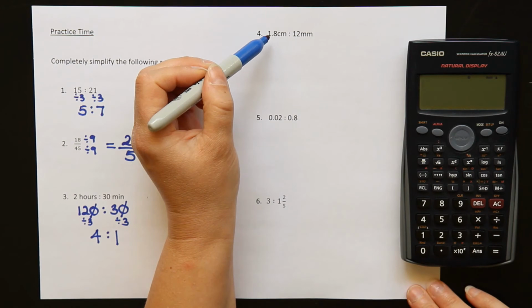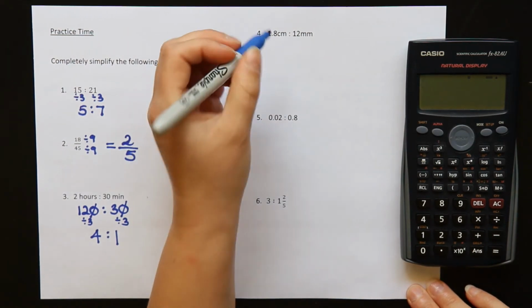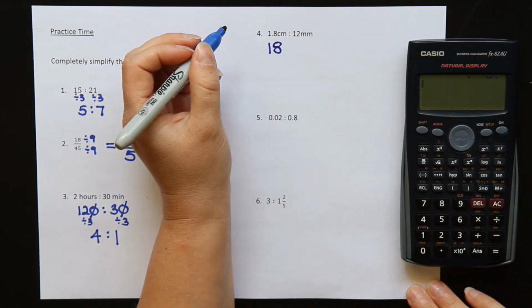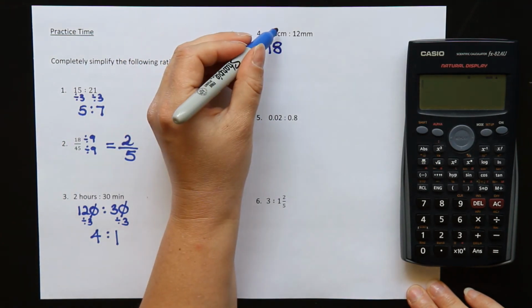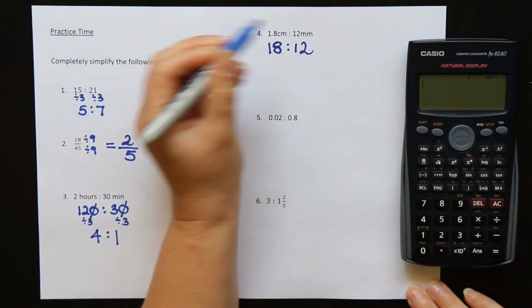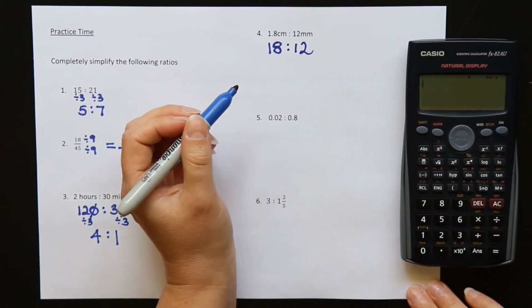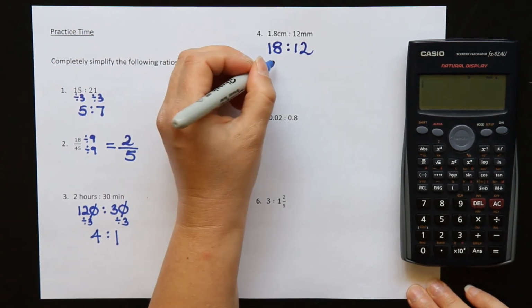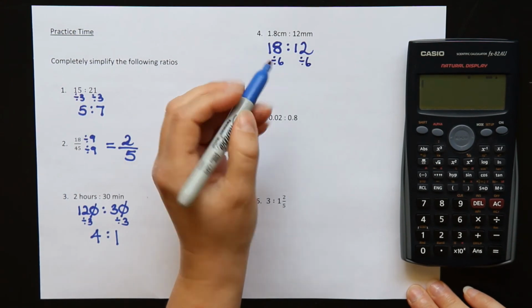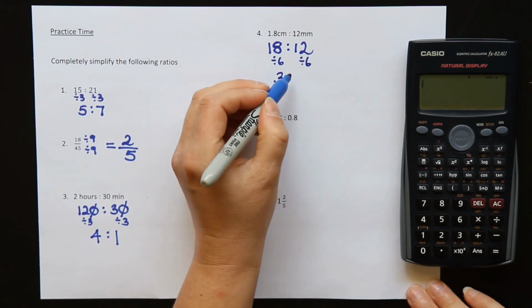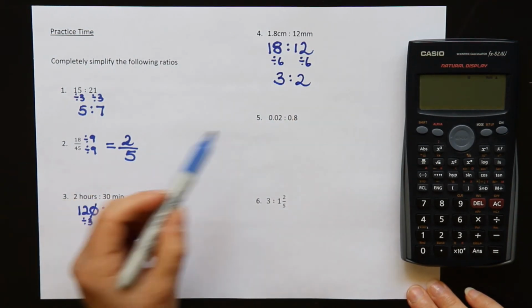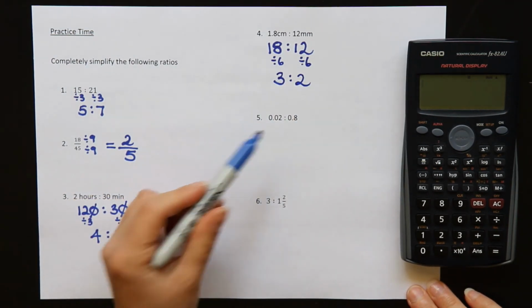So I need to multiply this by 10, which is 18. There is 18 millimeters in 1.8 centimeters. And this one doesn't change, 12. 18 to 12, both in millimeters now. They can both be divided by 6. Okay, 18 divided by 6 is 3. 12 divided by 6 is 2. Done.